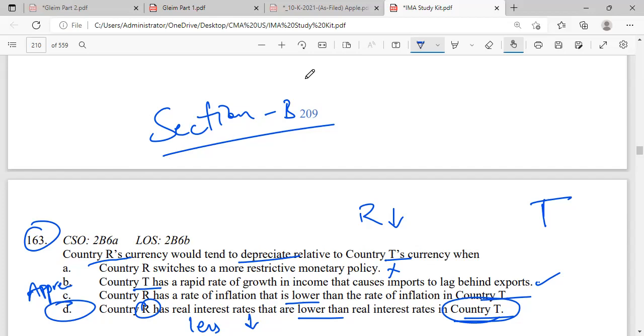How many of you agree? I saw one answer in the answer section as C, some students said. So see, if they had more inflation, then the currency value of R would have depreciated. But here inflation is lower compared to country T. That's the reason it cannot be the answer. Is that clear?